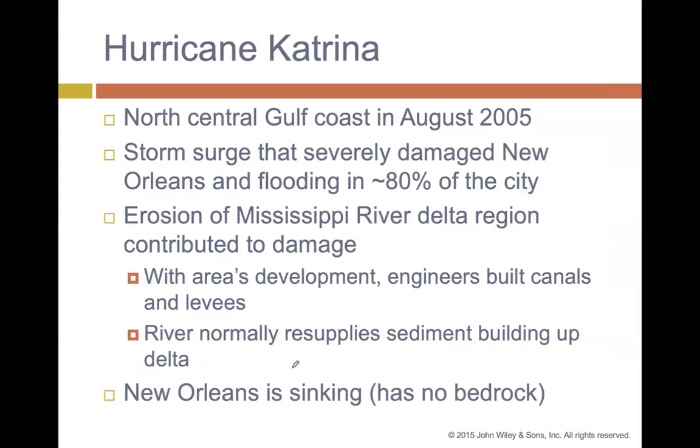Hurricane Katrina was the hurricane off the north central Gulf Coast in August of 2005. The storm surge severely damaged New Orleans and flooded about 80% of the city. The eroded Mississippi River Delta region contributed to that damage. And with the area's development, engineers built canals and levees. The river normally resupplies sediment, building up that delta, but New Orleans is sinking. It has no bedrock, which lends itself to a potentially dangerous situation in the future.